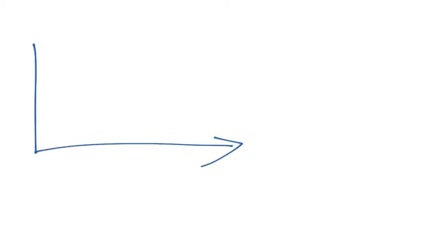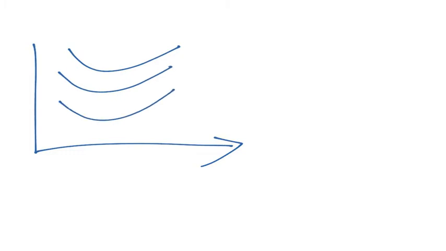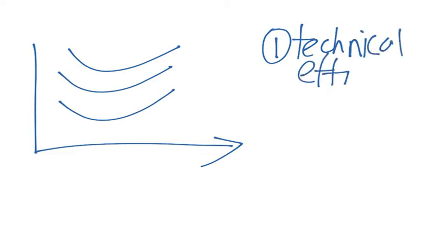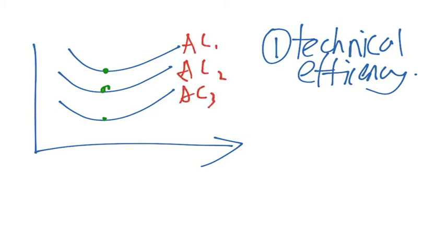Productive efficiency occurs with two conditions. The first is when there's technical efficiency. Technical efficiency is when you are producing at the lowest point of an average cost curve. So let's say this is average cost 1, this is average cost 2, this is average cost 3. The points A, B, and C here are all considered technical efficiency. This is the first condition.